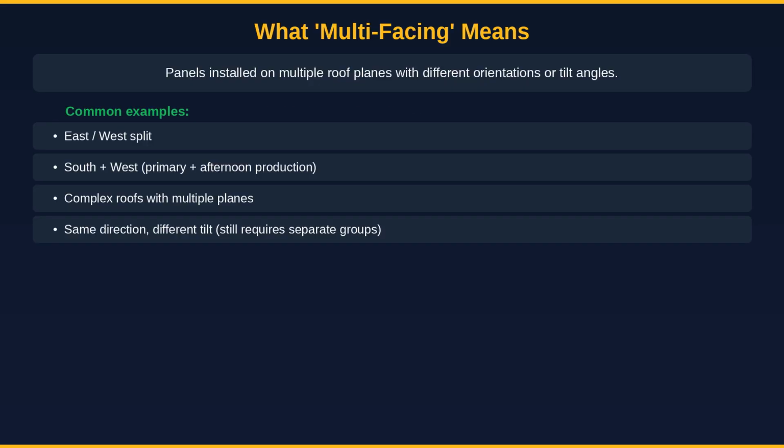A multi-facing array is one where panels are installed on multiple roof planes with different orientations or tilt angles. Common examples include east-west splits, south plus west combinations for primary and afternoon production, complex roofs with multiple planes, and even panels facing the same direction but at different tilt angles, which still require separate groups in the calculator.